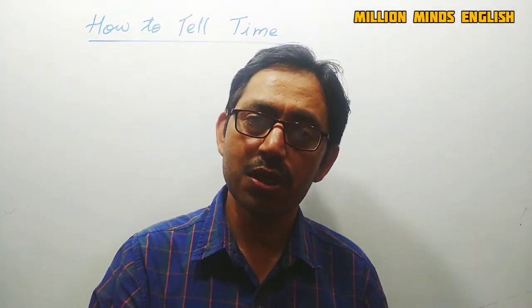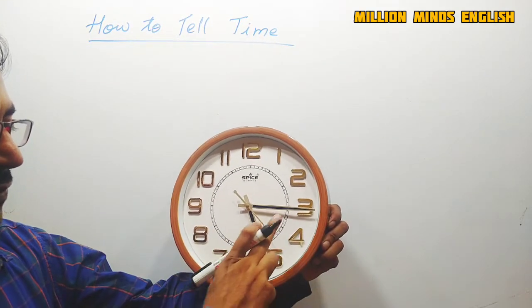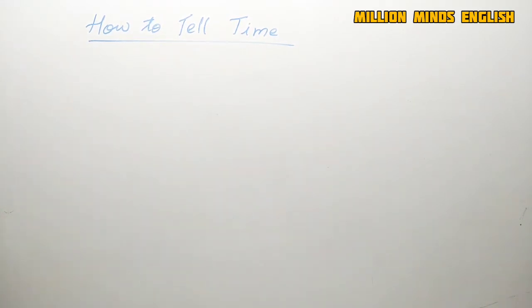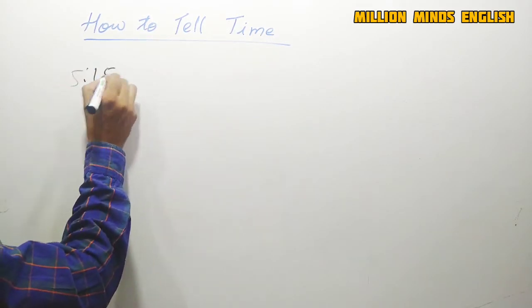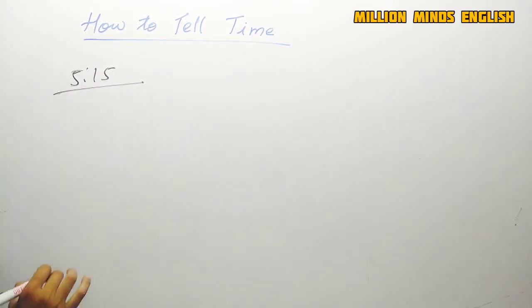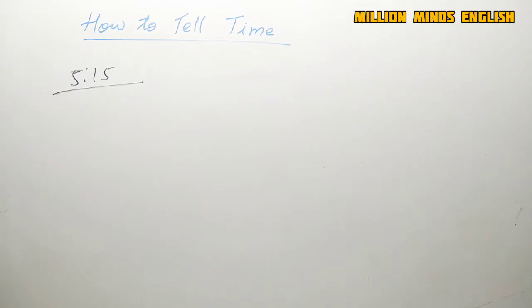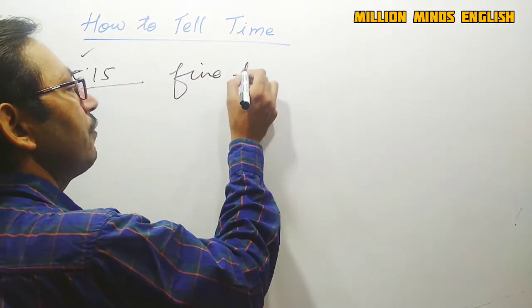Friends, again have a look here. What's the time now? It's 15 minutes after 5. Clear? So, if you want to say in Hindi, we say it 5:15 or सवा 5 बजे. In English, we also have here three ways to represent this time. Very first way, you can say 5:15.